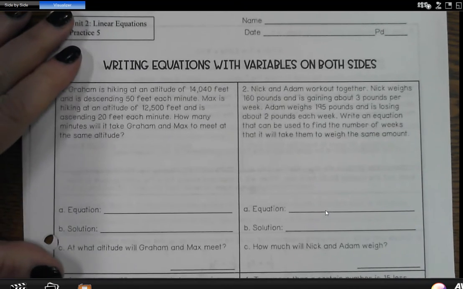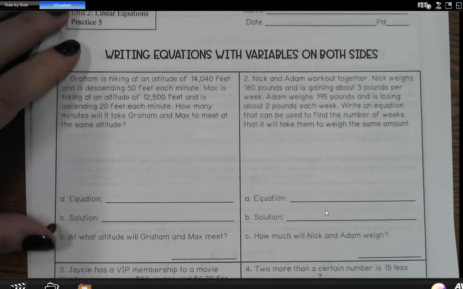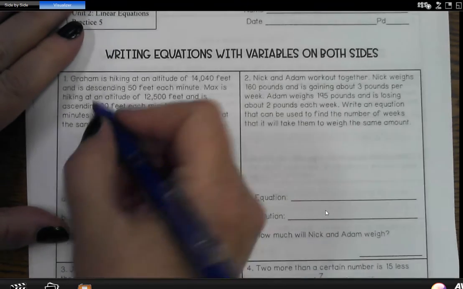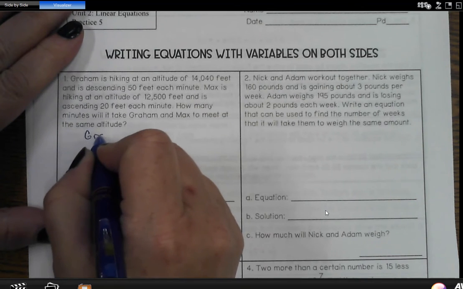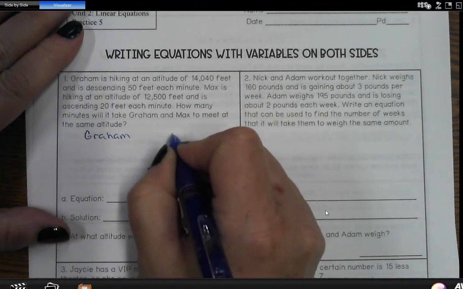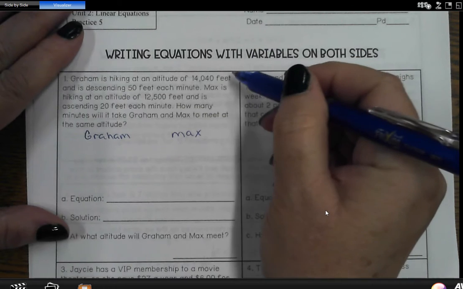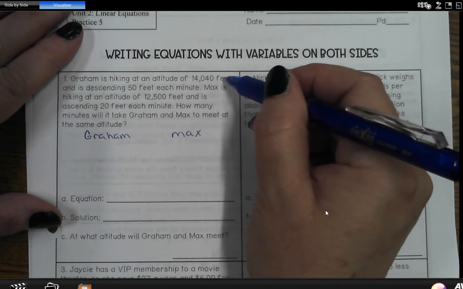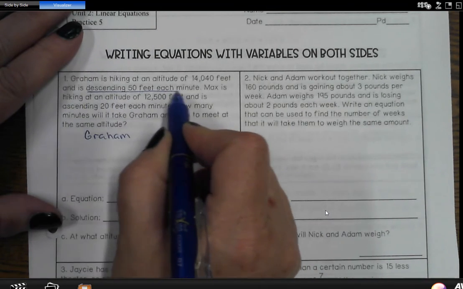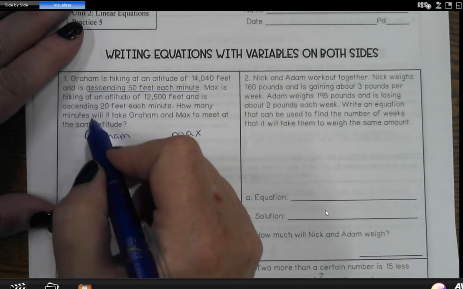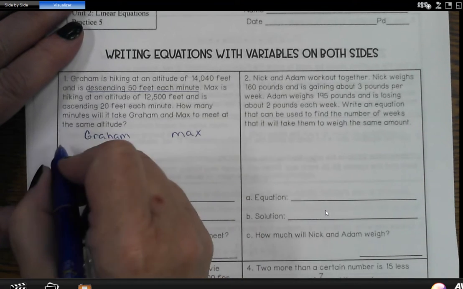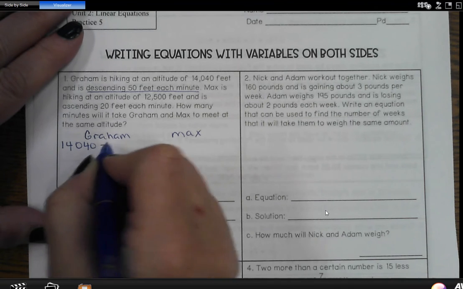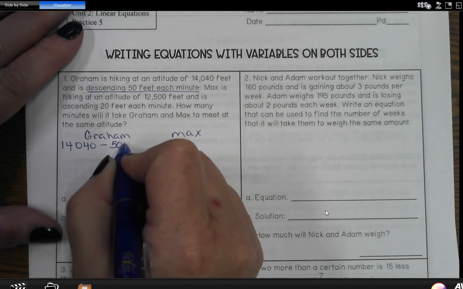All right. Graham, you were front and center in this problem. So I've got Graham is hiking at an altitude. So I have 2 people, Graham and Max. Graham is hiking at an altitude of 14,040 feet and is descending at 50 feet each minute. What does descending mean? Minus. So I would have, I start off at 14,040 minus 50x.